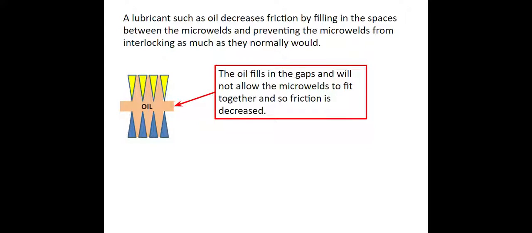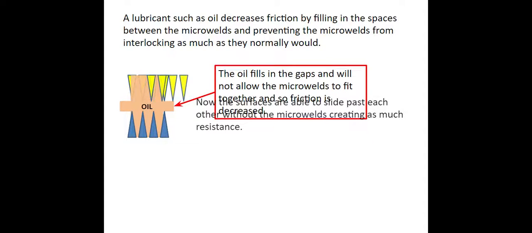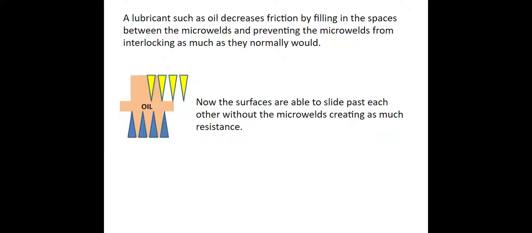Now, a way to reduce friction would be to add a lubricant such as oil. What that does is it just kind of fills those gaps. It fills the low points so that the peaks from the other surface can't really get in there. Now that the micro welds can't fit into the other micro welds, the surfaces can slide past each other.